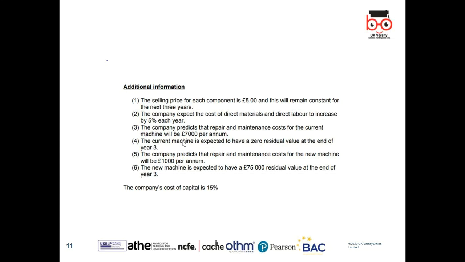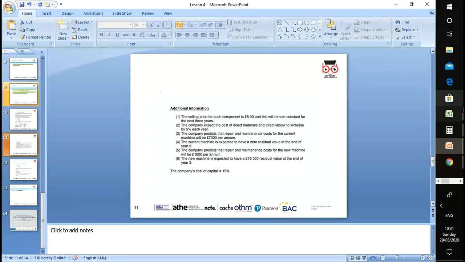That's just for the old machine, is it? Yes, this is the old machine. And the new machine has no maintenance or repair costs. New machine is 1,000 per annum. Oh, sorry there. Yes. And for the current machine and the new machine, there will be a residual value. So in the last year we can add 75,000. Okay, so I'll go through it now.